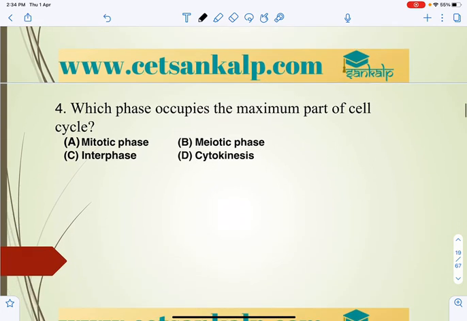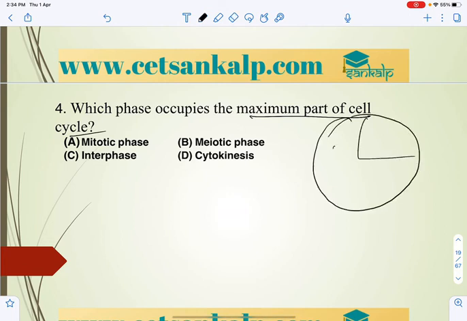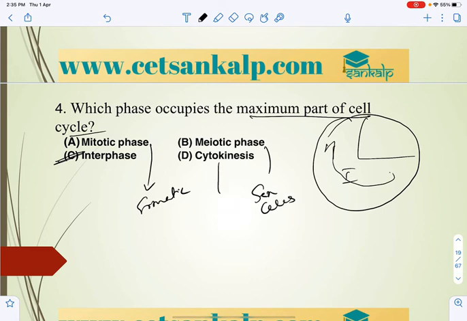And which phase occupies the maximum part of a cell cycle? As we all know, 95% of the total duration in the given diagram is occupied by interphase. So the answer for that is interphase. The mitotic phase is in somatic cells, as I already mentioned. Meiotic phase is in sex cells. Cytokinesis is division of cytoplasm.